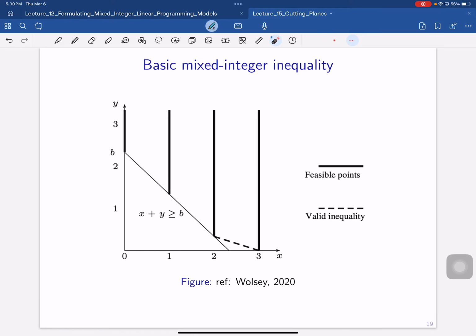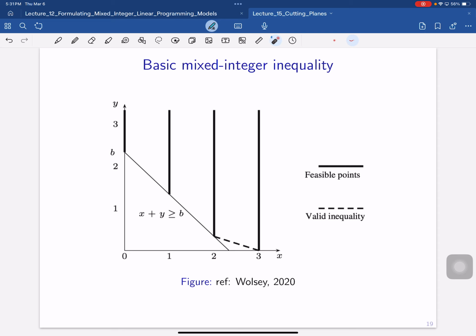But geometrically, you get something quite interesting here. This is a figure where the original inequality is this line here, and then we have x being integer. So the feasible region is this one, and those lines here. If you plot the valid inequality we just derived, it can be shown that it will give you the convex hull in 2D. It will cut off this region that is integer infeasible.